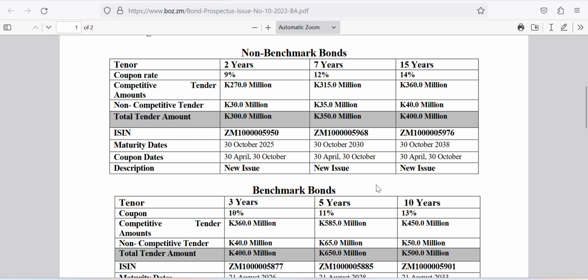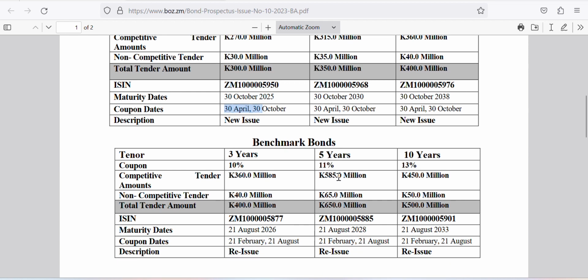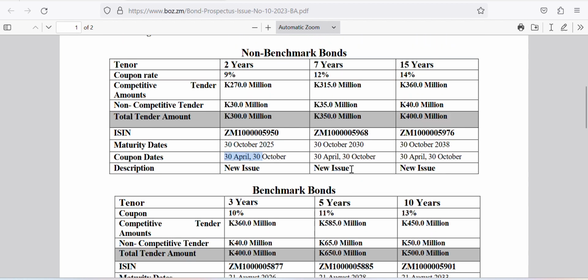And then the coupon dates. I did talk about how every year for the term of the bond, you will have 2 payments every year. So these 2 payments will be falling on these coupon dates. That's what the coupon dates mean. It's the dates when the coupon payments will be made to you. And for bonds, it's twice in a year. Every 6 months, you'll be getting that coupon.